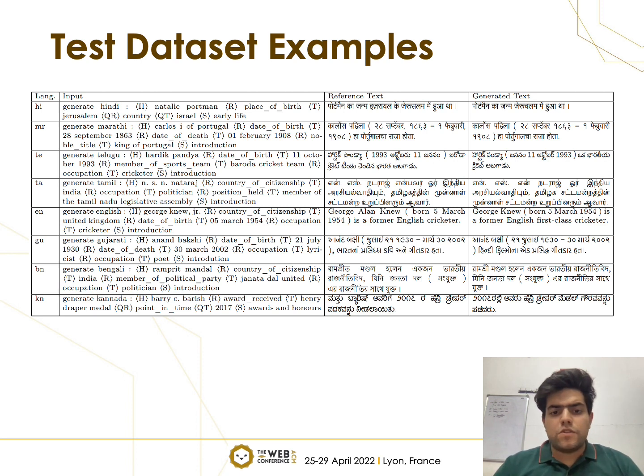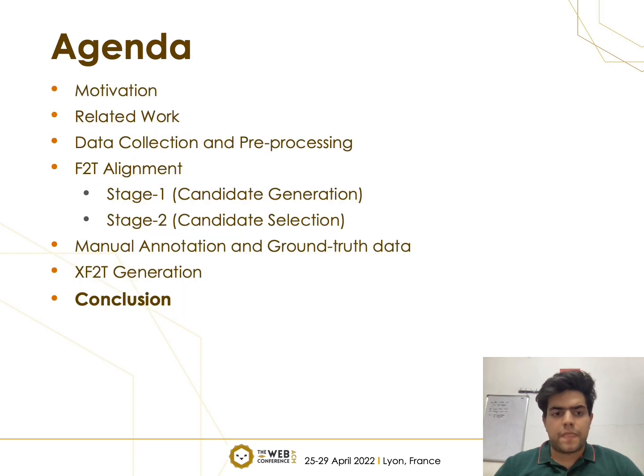This table shows examples from the test dataset. The left column shows the input, which was basically English facts which were given to the MT5 model fine-tuned on our XAlign dataset. The middle column contains the reference text, which is the ground truth, and the rightmost column contains the text generated by the fine-tuned MT5 model. As you can see, the generated text is pretty similar to the actual ground truth reference text, and the model can actually be used for generating Wikipedia level sentences.